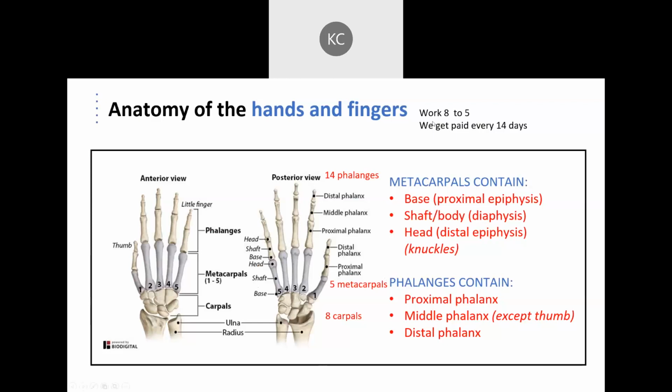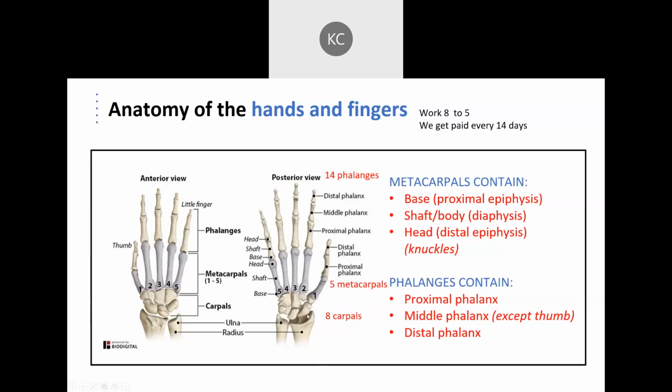All right, and so this is a clever mnemonic to help you remember carpals, metacarpals, and phalanges and how many we have. So we work 8 to 5 and we get paid every 14 days. Whether that's true for you or not, I don't really know, but you work 8, so 8 carpals first, 5 metacarpals, and you get paid every 14 days. You have 14 phalanges total.